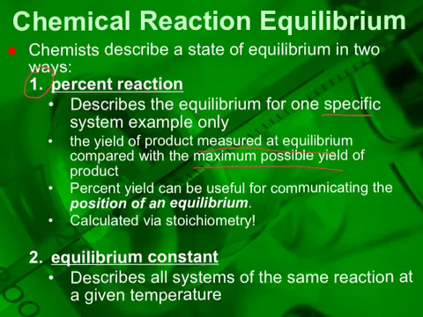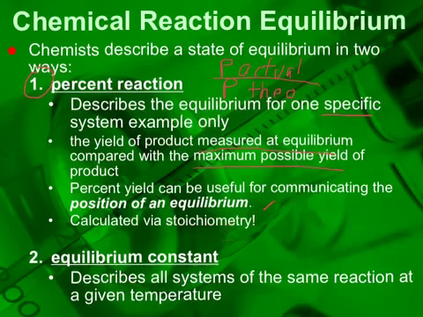So in formula form, the percent reaction is the amount of product actually produced divided by the amount of product that was theoretically available to be produced. And this percent yield or percent reaction can be useful to communicate the position of equilibrium, and of course we determine the theoretical amount of product that is produced via stoichiometry.